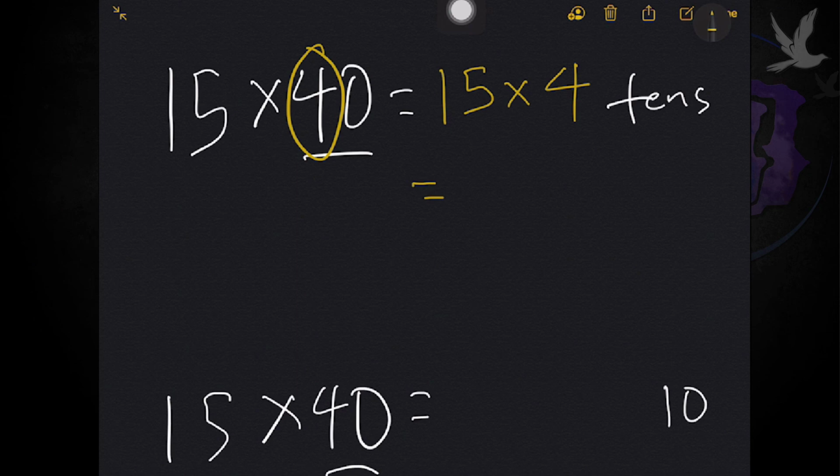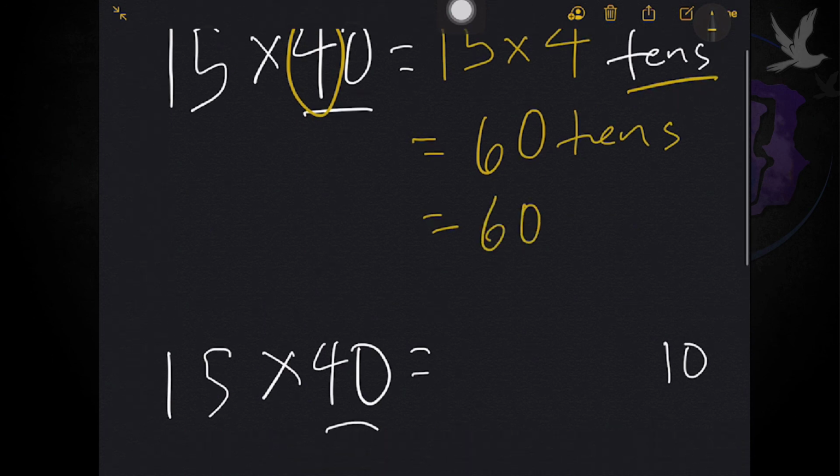So 15 times 4 will basically give you 60. But since there's 10, so that's 60 tens. And if you're going to express 60 tens, knowing that we have 1 0 for that, so the final answer is 600. So given the next example, it's quite the same. It's just that this time, it's now 10. Okay? Ngayon, 10 na talaga siya.